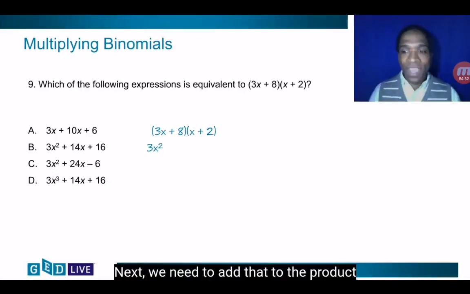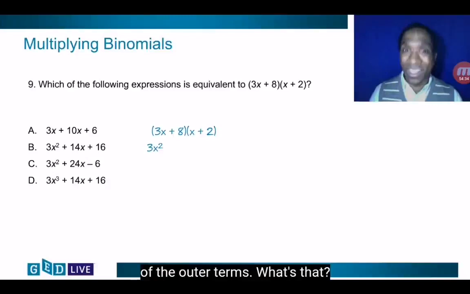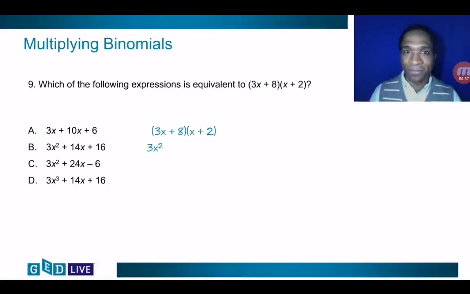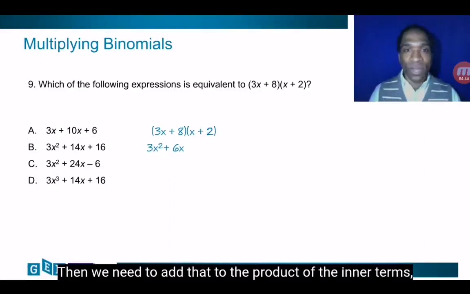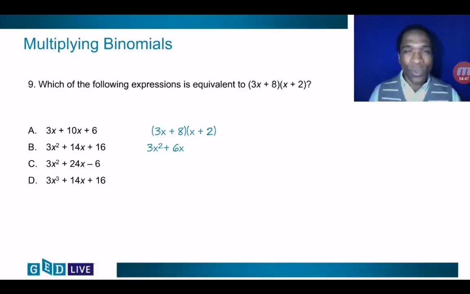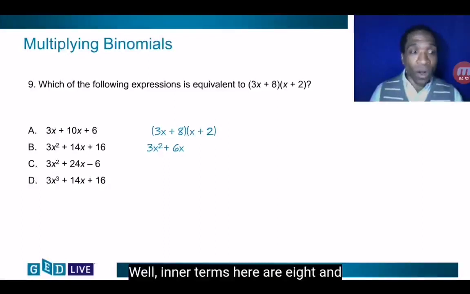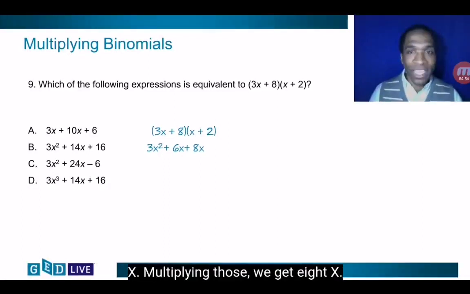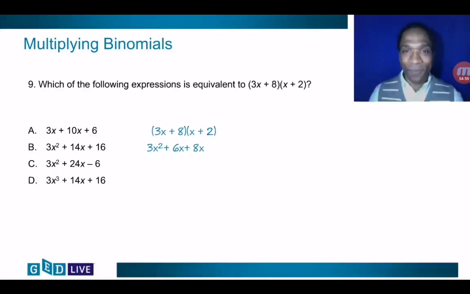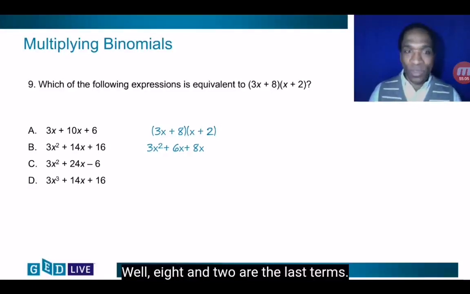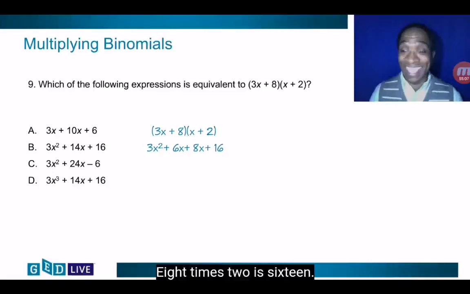Next, we need to add that to the product of the outer terms. What's that? Well, outer is 3x and 2. 3x times 2 is 6x. Then we need to add that to the product of the inner terms. What's that? Well, inner terms here are 8 and x. Multiplying those, we get 8x. And then we add that to the product of the last terms. What is that? Well, 8 and 2 are the last terms. 8 times 2 is 16.